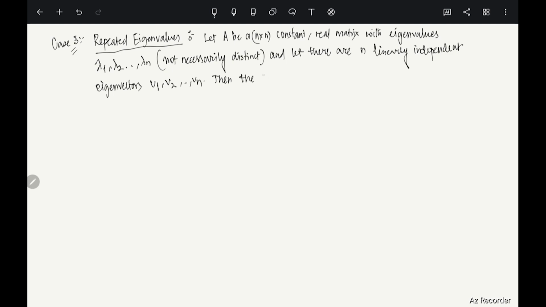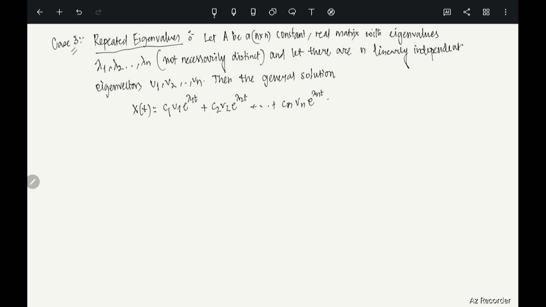the general solution, I think you have already guessed it. What is the general solution? X of t is nothing but c1 times v1 e to the power lambda 1 t, exactly the same, c2 times v2 e to the power lambda 2 t. Why is it the case? Can you think of why? Maybe you can pause this video and think of why this should be the case.